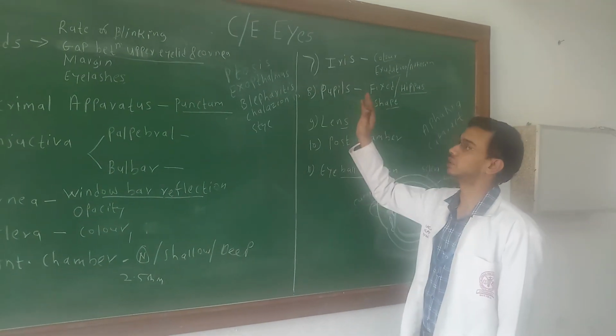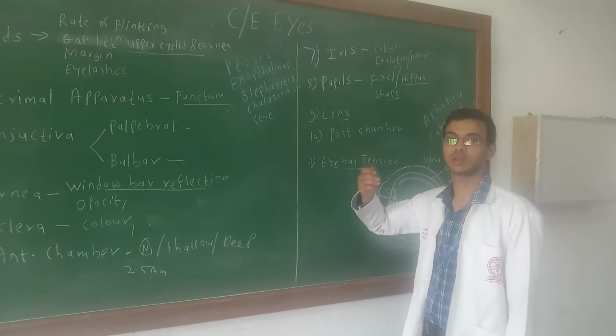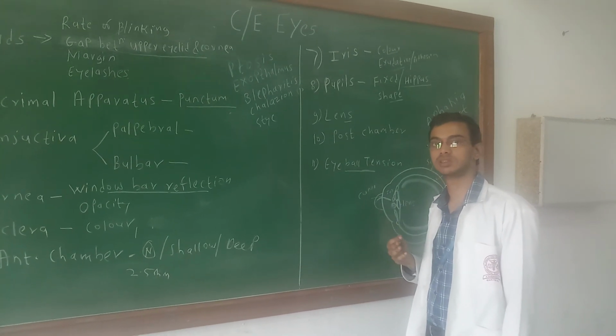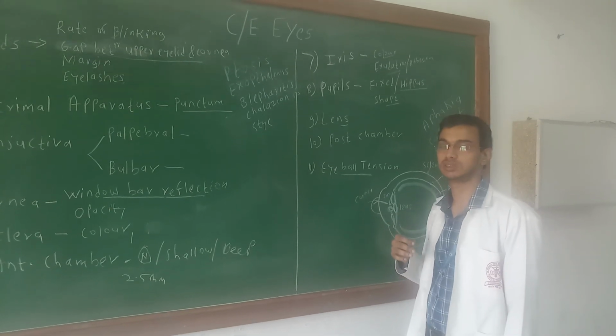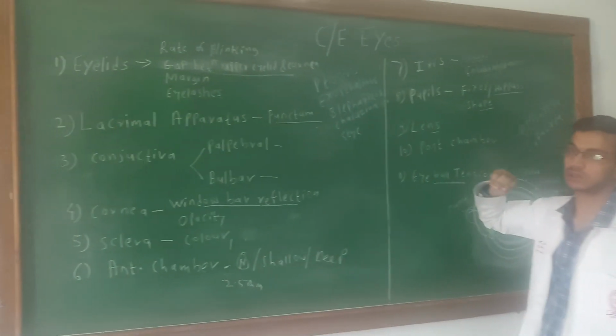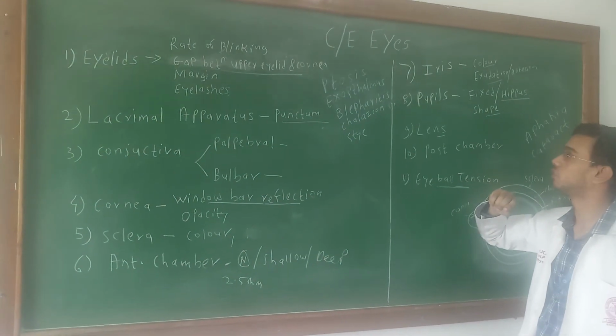The topic is the clinical examination of the eyes. In the previous practical we learned about the sensory system and the motor system. Our next component is special senses. In that, we are first going to see how to do the clinical examination of the eyes.